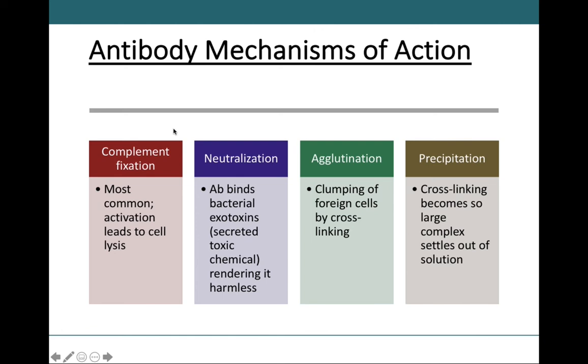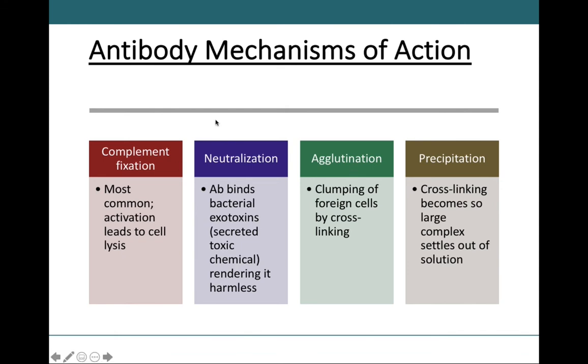Complement fixation is another one of our antibody mechanisms, which we saw when discussing the complement system. Antibodies can bind to foreign cells and signal the complement proteins to come in and form a membrane attack complex. This in turn will form a pore in the membrane and eventually lead to cell lysis.